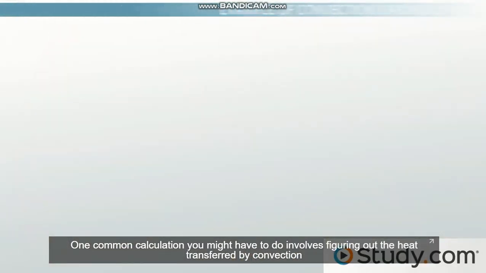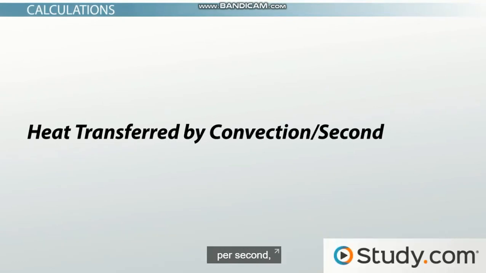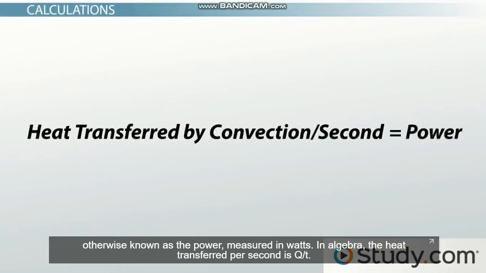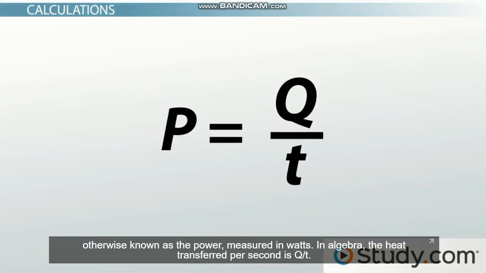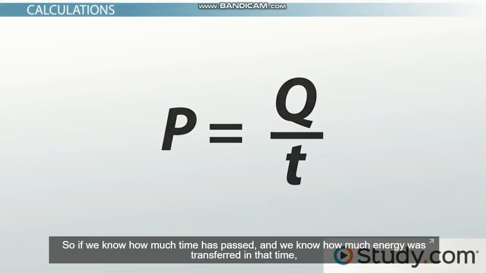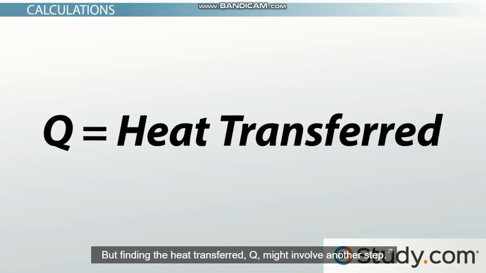One common convection calculation you might have to do involves figuring out the heat transferred by convection per second, otherwise known as the power, measured in watts. In algebra, the heat transfer per second is Q over T. So if we know how much time has passed, and we know how much energy was transferred in that time, we can divide one by the other to get the answer. For finding the heat transferred, Q, might involve another step.